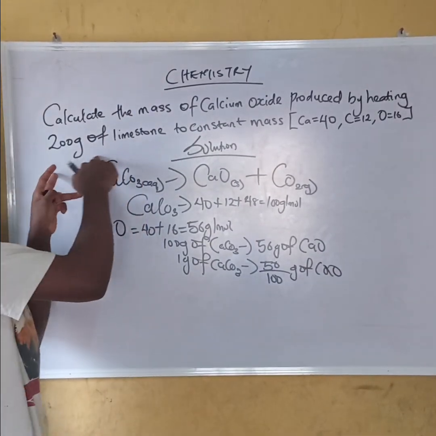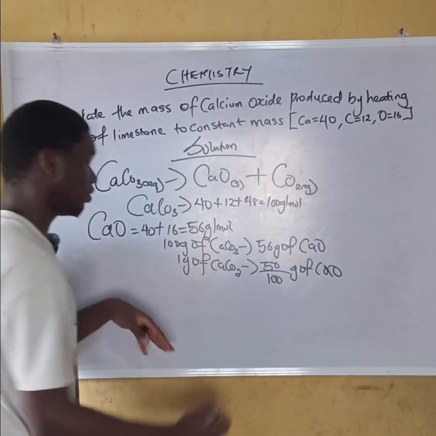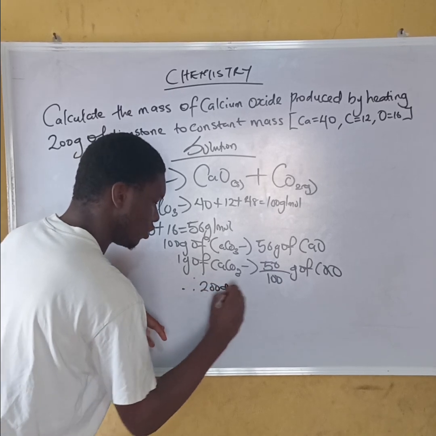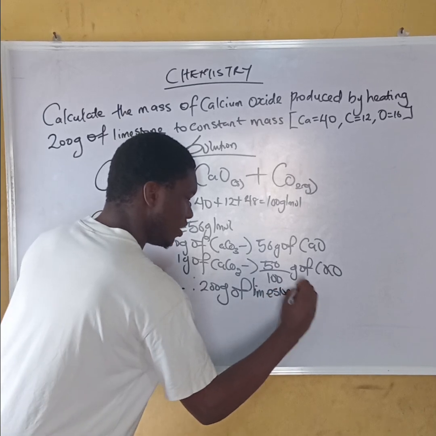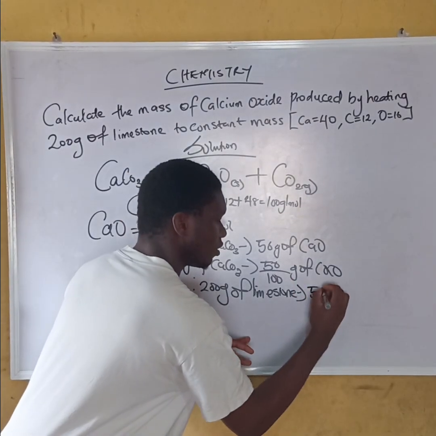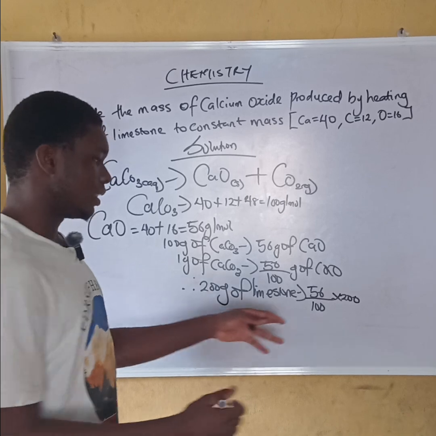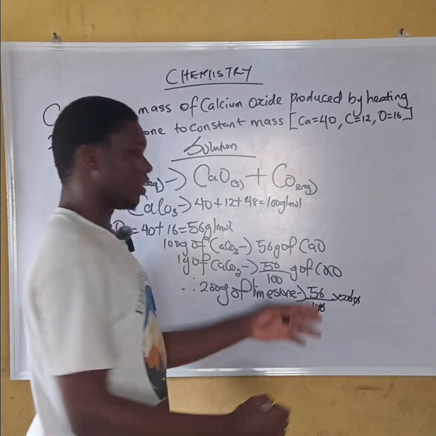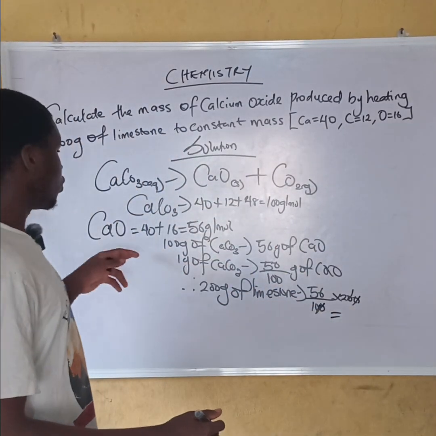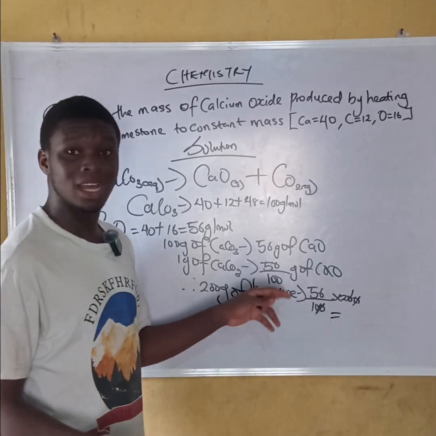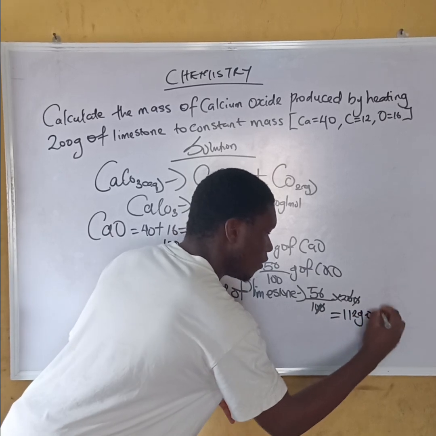Therefore, the question is you should calculate the mass of calcium oxide when 200 grams of limestone is heated. Therefore, 200 grams of limestone will give out 56 divided by 100 times 200. The 0 cancels 0, and 56 times 2 is 112. So we can therefore say that 200 grams of calcium carbonate, which is limestone, gives out 112 grams of calcium oxide.